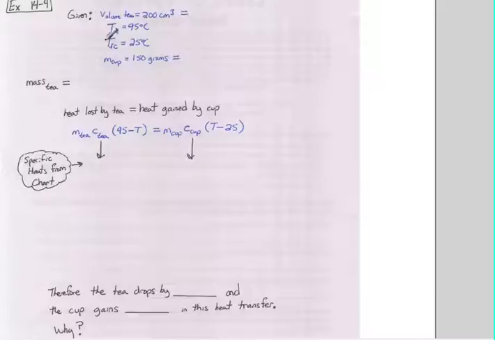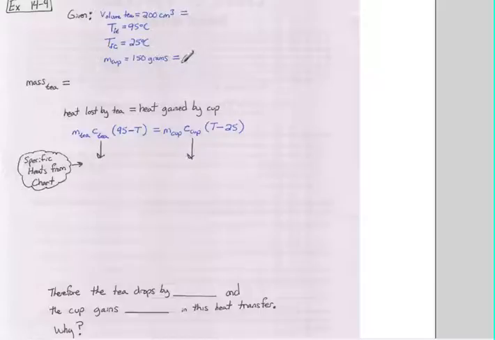and the tea is being poured into a cup. For the purposes of this problem, we're pretty much going to assume that tea is mostly water. So when we think about things like its specific heat, we're just going to use the specific heat of water for that, okay? The temperature of the tea at the beginning is 95 degrees. The temperature of the cup is 25 degrees.